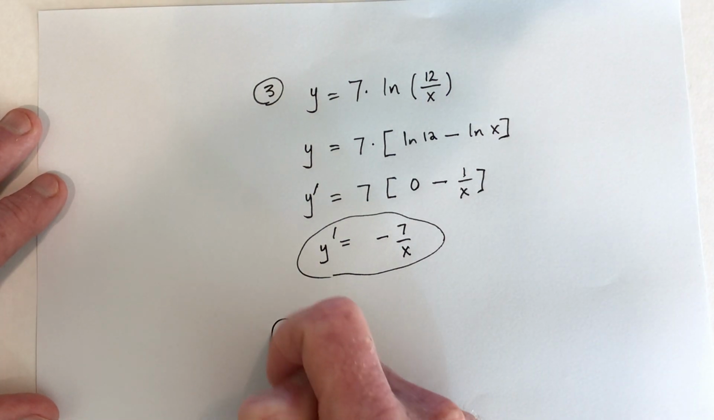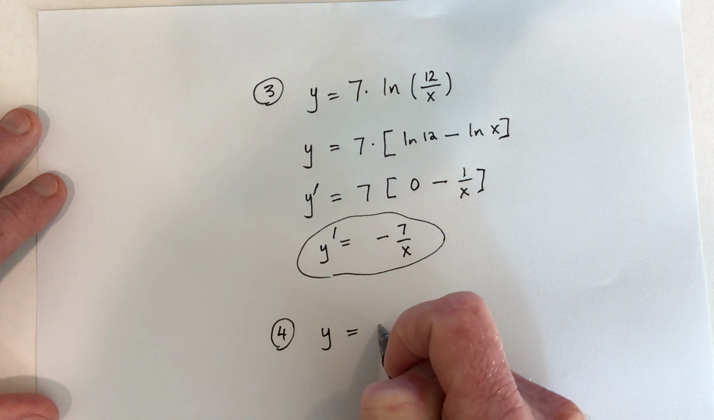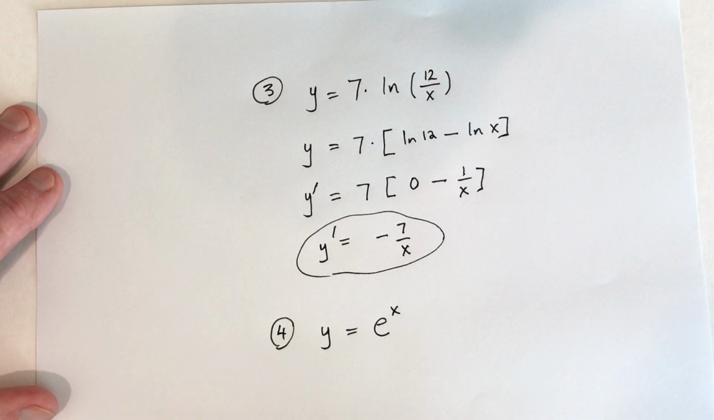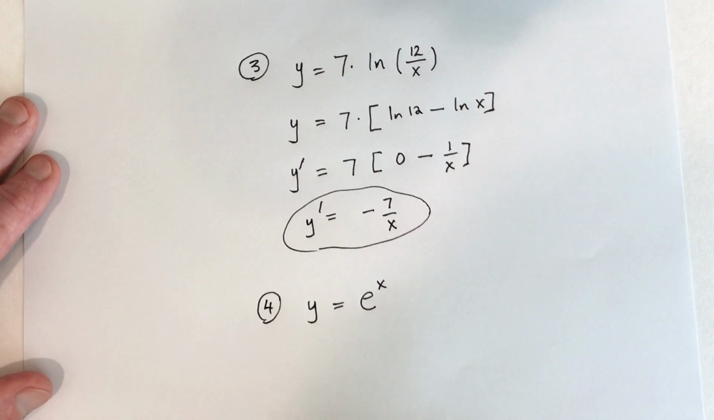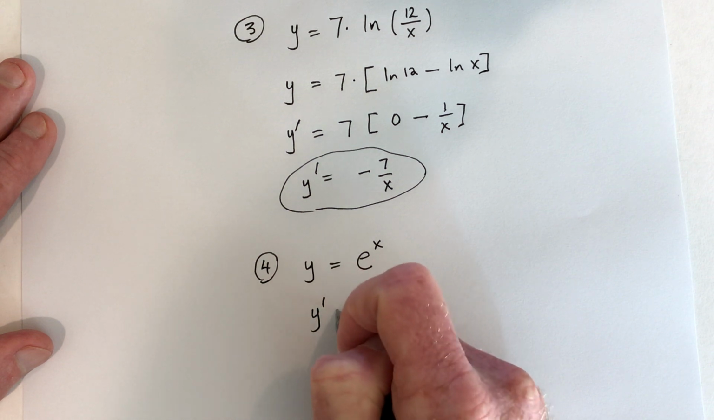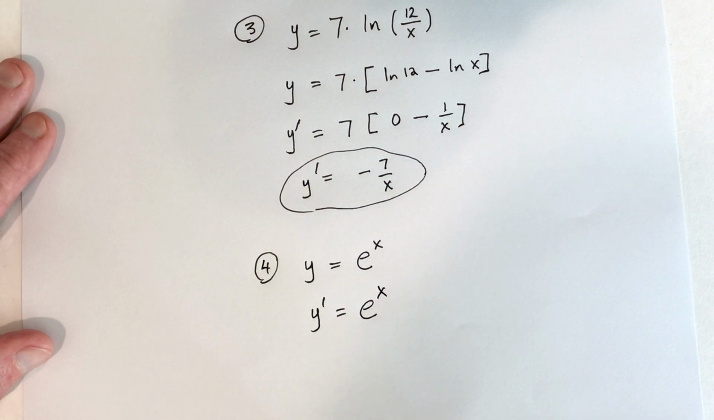With number 4, and I got this one out of the homework, so what if you have e to the x? We've done the derivative of e to the x, haven't we? Okay, if we haven't, that's okay, because it's very easy and fast. The derivative of e to the x is the easiest one there is. The question is the same as the answer. The derivative of e to the x is e to the x.